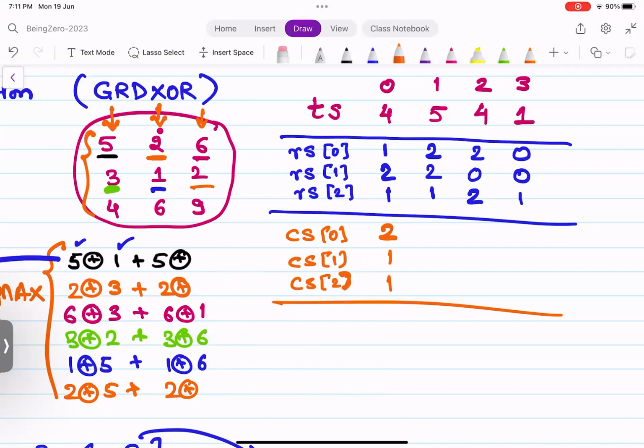Same way, let's talk about the first bit, having a contribution of 2 in this column. Column 0, first bit: 3, only 3, so 1. Column 1, first bit, that means 2's contribution: 2 and 6, so 2 numbers. Then column 2: 2 and 6, 2. Okay.